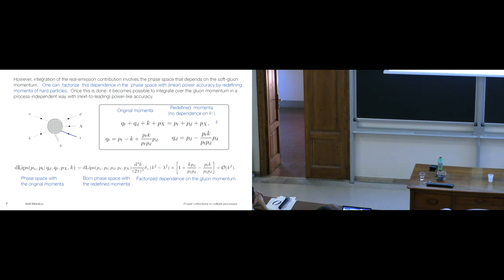You can redefine the momenta of hard particles, essentially absorbing the gluon momenta into newly defined momenta of a top quark, of a D quark in this case, so final state quarks. And there is a relation between the old momenta and the new momenta. You see that the dependence on the gluon momenta appears in this formula. The same happens here. And these redefinitions are constructed in such a way that if the original top quark momentum was on the mass shell, then also the new momentum is on the mass shell. And the same happens for D. So with next to leading power accuracy, the phase space factorizes in this way. There is a correction coming from the Jacobian of this transformation. But what is important is that this is just a Born phase space with the redefined momenta.